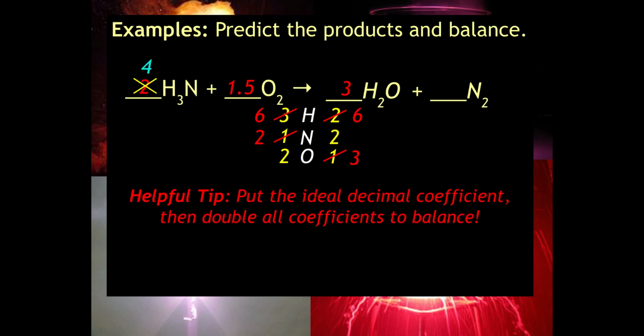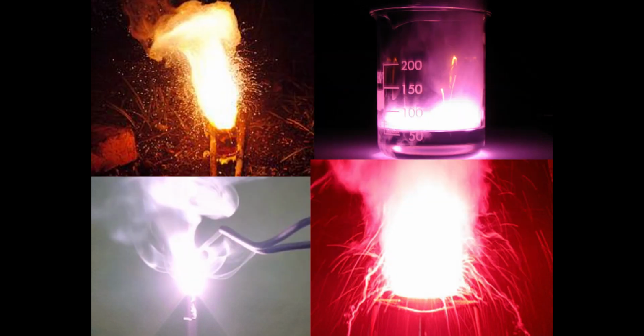So if I double 2, it becomes 4. If I double 1.5, it becomes 3. And if I double 3, it becomes 6. So since this was a 1 right here, there's an invisible 1. If I double that, it becomes 2. So those are the coefficients that we should write. We can't have coefficients that are decimals. But I just gave you a little tip to help you figure that out faster. And you can check yourself when you use these new coefficients, everything balances out.